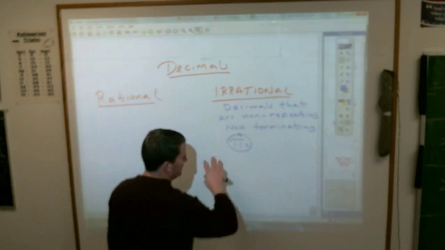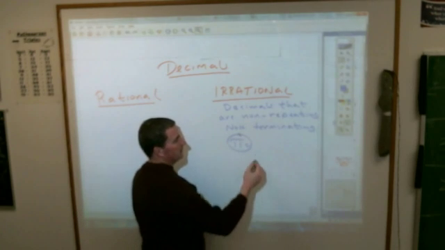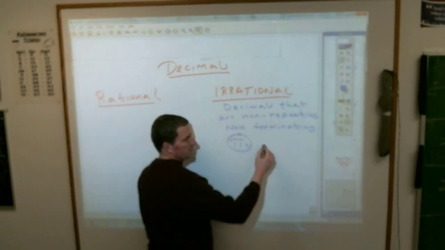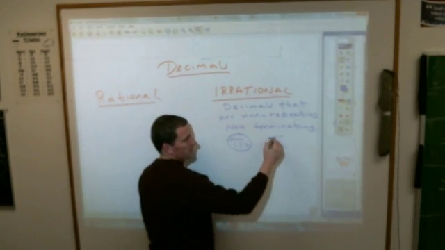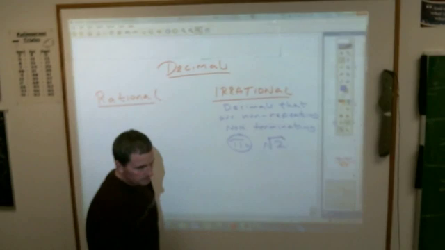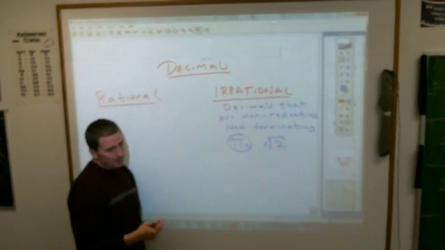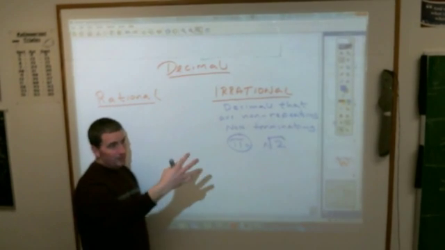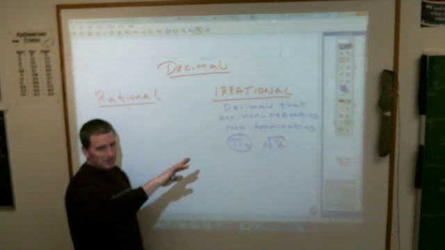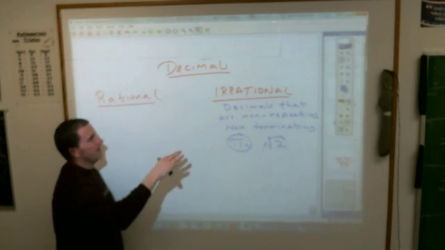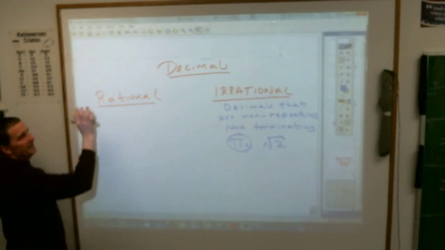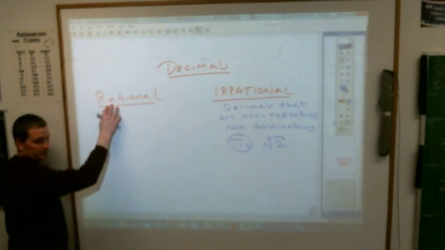Okay. In addition to that, other irrational numbers we have are square roots of numbers that don't work out evenly. For example, the square root of 2. If you were to punch that into a calculator, it would go out as far as the calculator will allow it to, but it still keeps on going forever. They don't repeat.